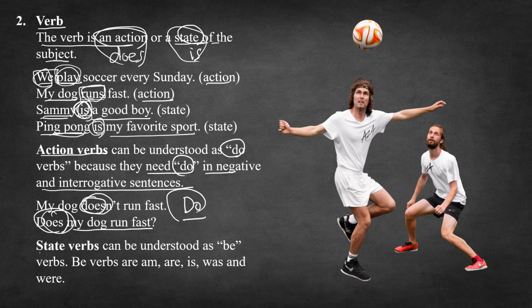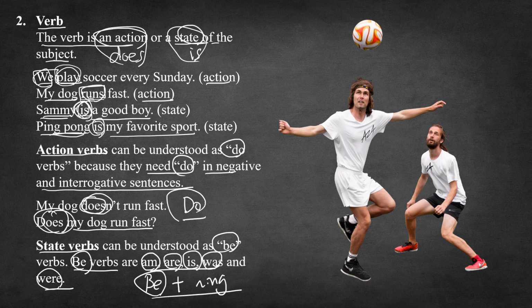At the same time, state verbs can be understood as be verbs. Be verbs are am, are, is, was, and were. These five are called be verbs. So from now on, I'm going to use the word be verb a lot. For example, be plus ing in order to explain progressive tense. So when I say be verbs, it could be am, are, is, was, or were.